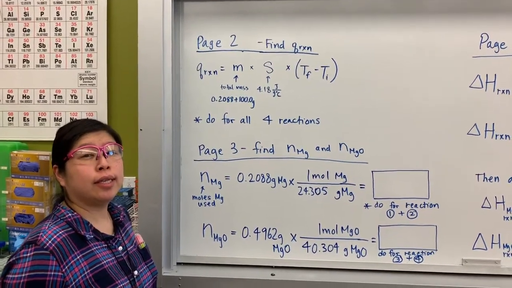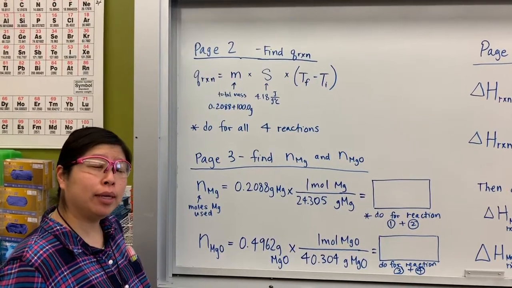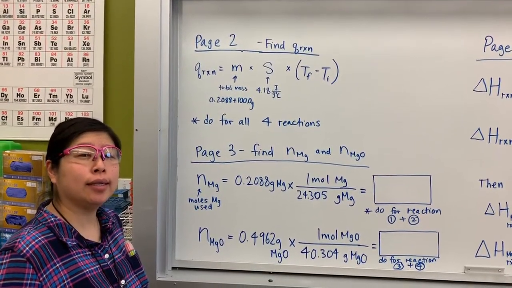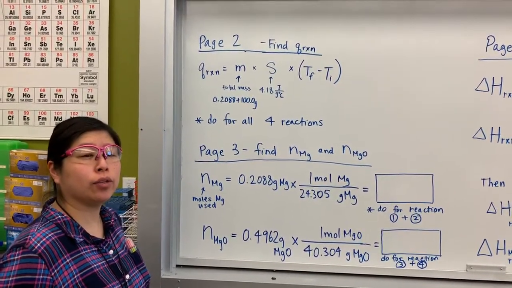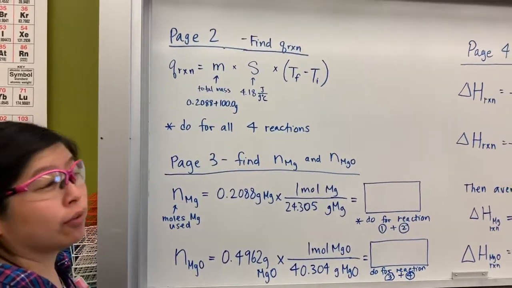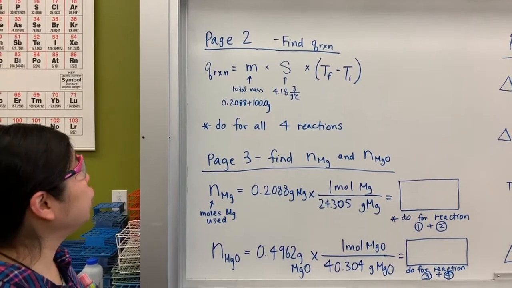Okay, so this is the video part 2 of Hess's Law, the lab. And so what we're going to do is we're going to take the data that we collected and work through the math page by page. Okay? So for the second page of your data and observations, it asks you to calculate Q.